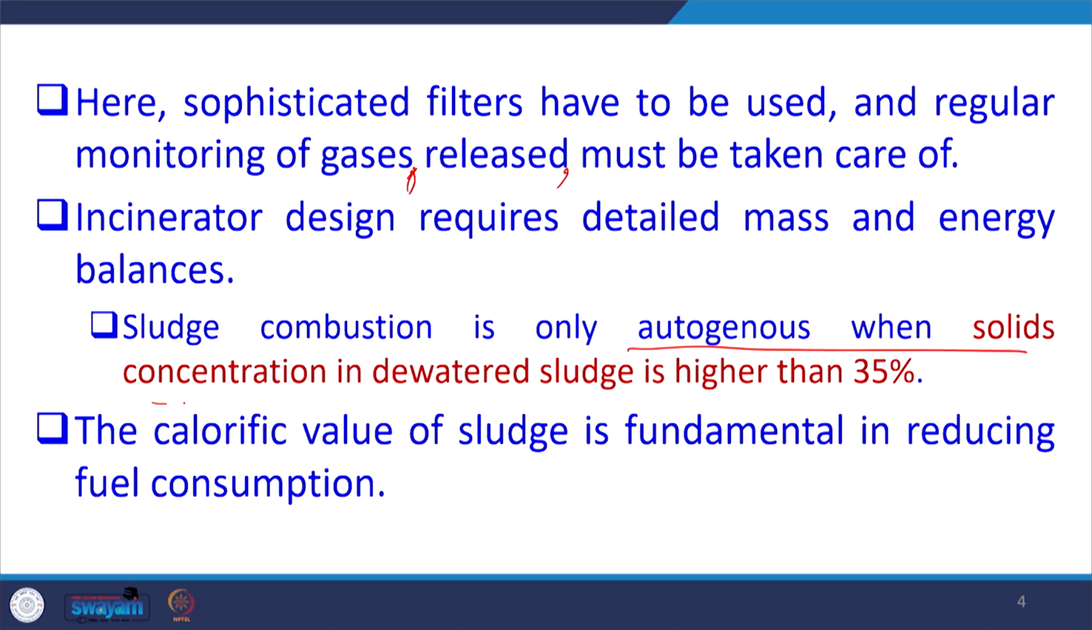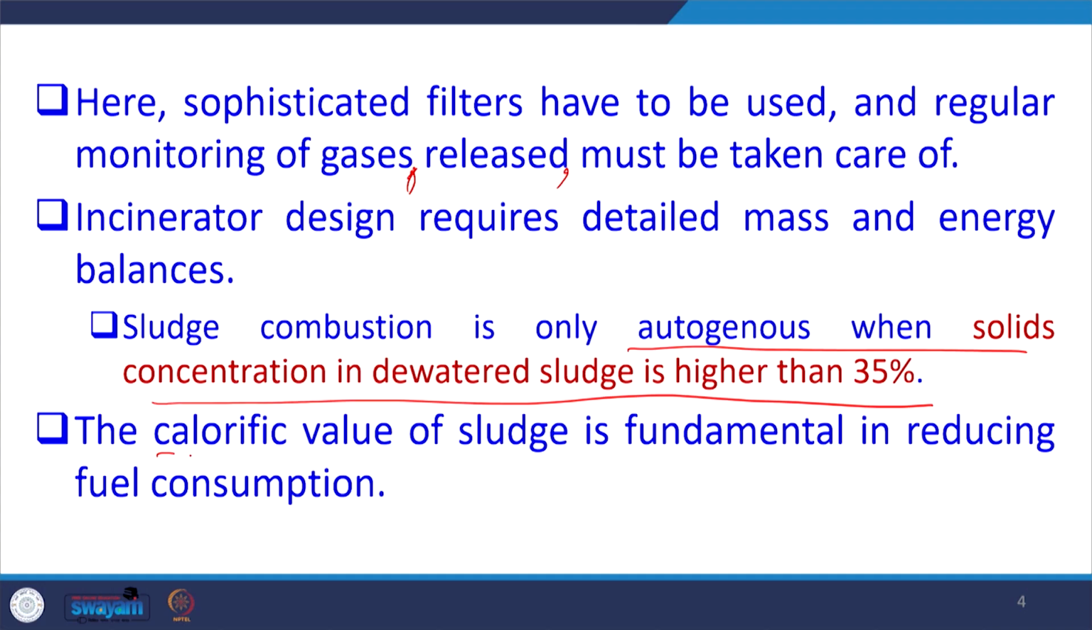the solid concentration in the dewatered sludge is higher than 35%. So, this is very important: we can take sludge combustion as one of the processes only when the solid concentration in the dewatered sludge is higher than 35%. Generally, the dewatered sludge will have more than 40 to 45% solid concentration. So, for that we can go for incineration.